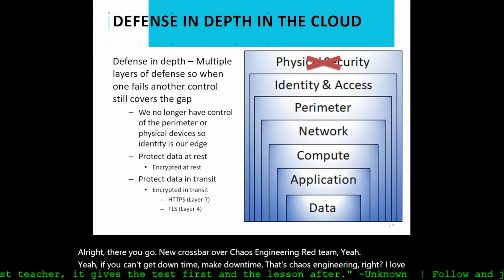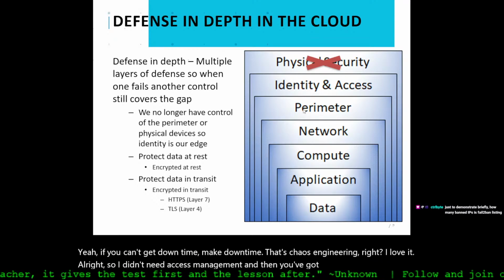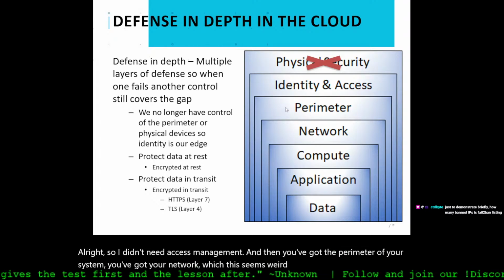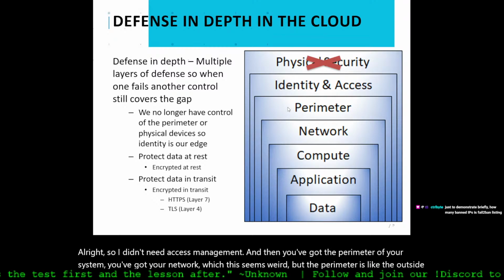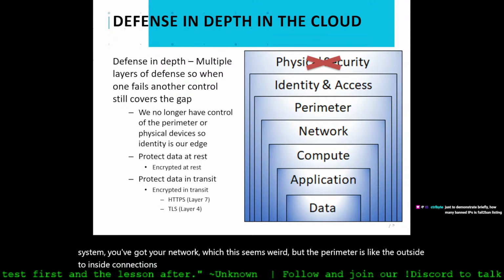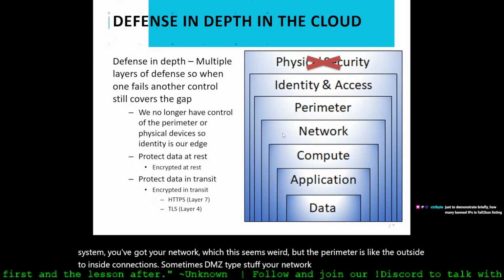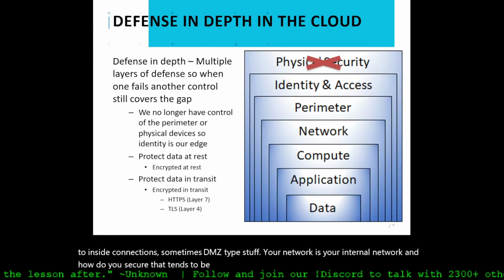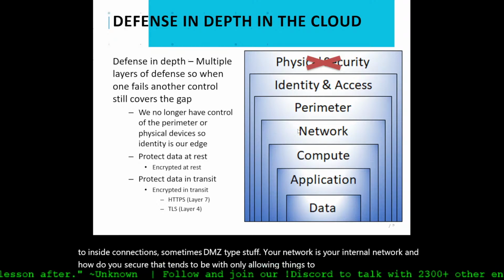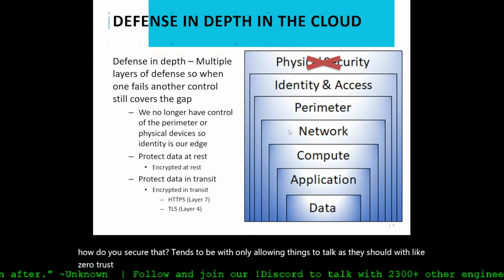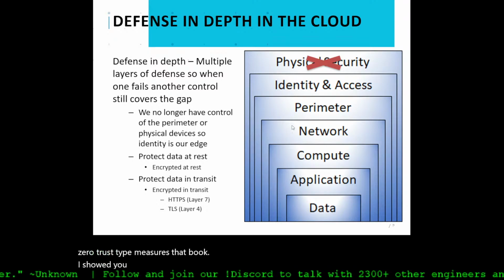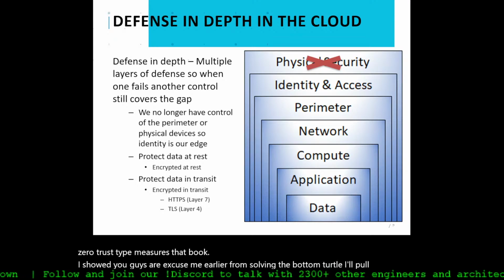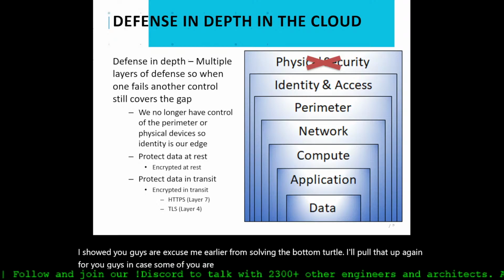All right, so identity and access management, and then you've got the perimeter of your system. This seems weird, but the perimeter is the outside-to-inside connections, sometimes DMZ-type stuff. Your network is your internal network, and how do you secure that? That tends to be with only allowing things to talk as they should, with zero trust type measures. That book that I showed you guys earlier, Solving the Bottom Turtle. I'll pull that up again in case some of you are wondering what I'm talking about.